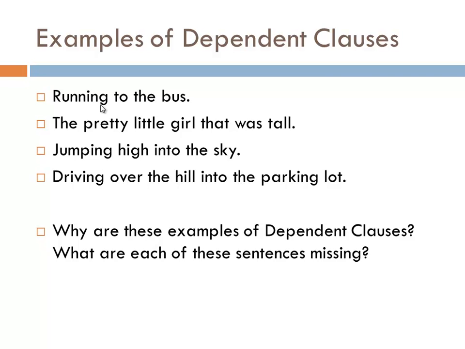So why are these examples of a dependent clause? What were all these sentences missing? Any ideas? Hopefully you remember that these sentences were missing subjects and verbs.